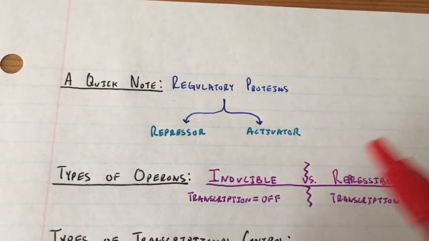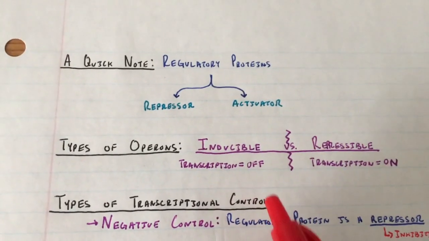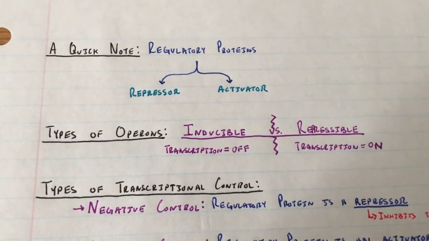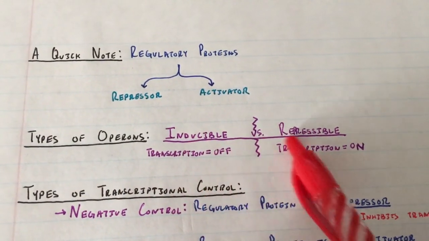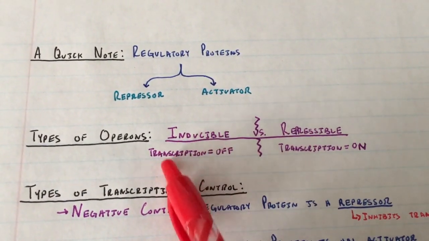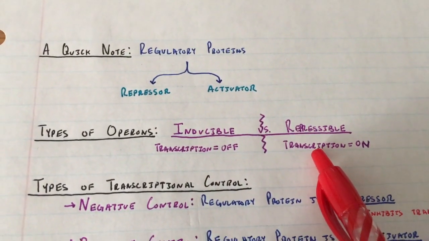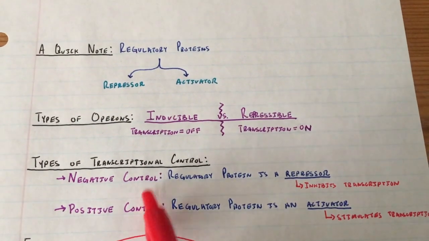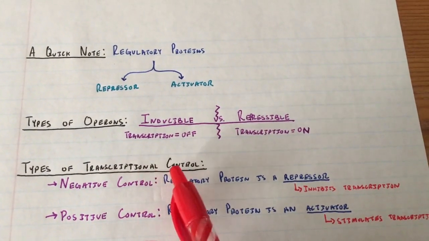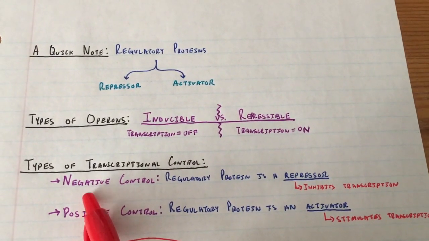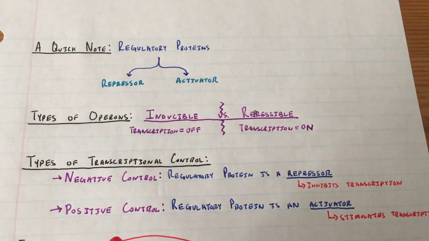Okay, so discussing our regulatory proteins. These can either be repressors or activators. This is where we start to get into the types of control we can have over our operons. We have two types of operons, inducible and repressible. In inducible, inherently the transcription is off, versus repressible, where the transcription is on. Comparing this and working in tandem with the transcriptional control, we have negative control and positive control. This can get very confusing, and we're going to work on it shortly.